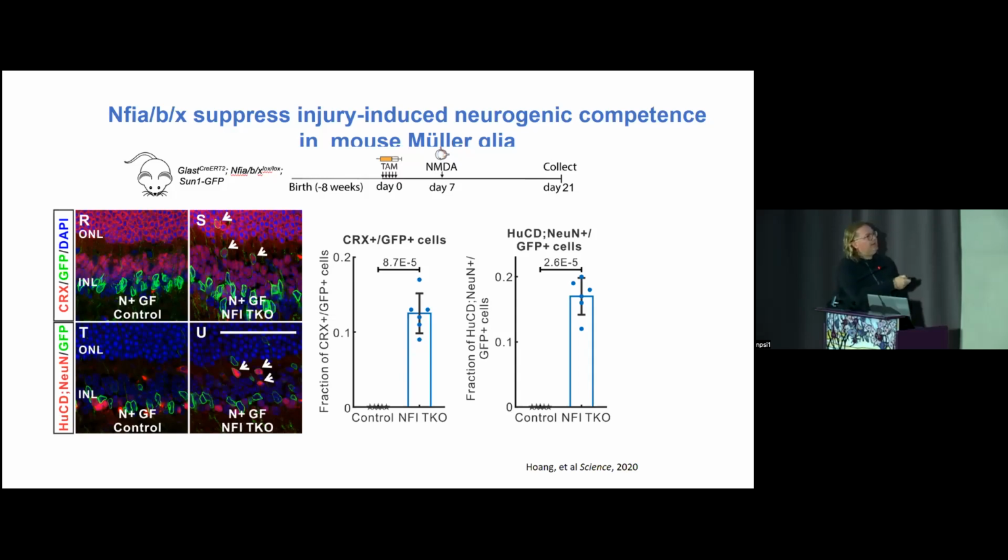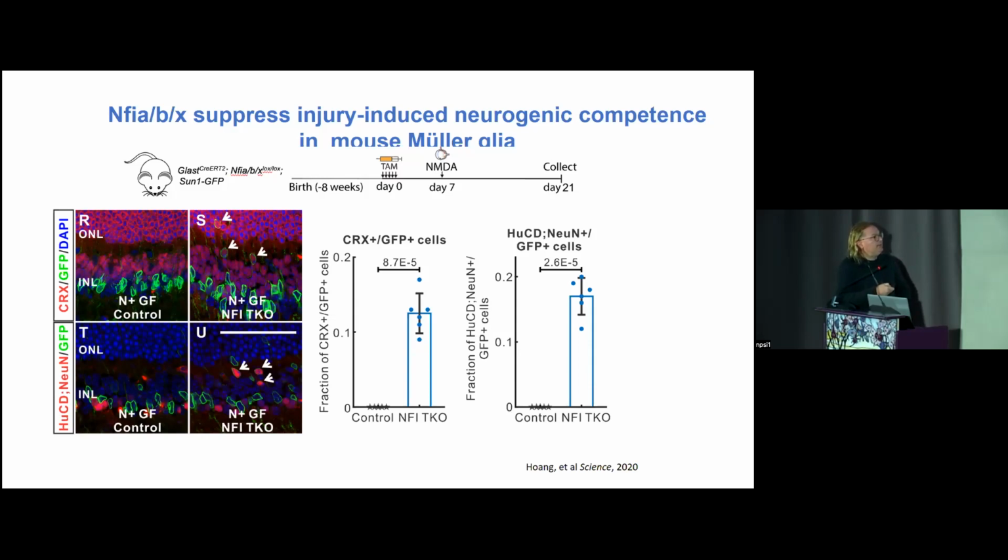In this case, these are 2-month-old animals. We do the tamoxifen injection. We wait 7 days. We injure with NMDA, and then we collect 2 weeks after that. Now here's a control. These are animals that have been treated with NMDA and also FGF2 and insulin.